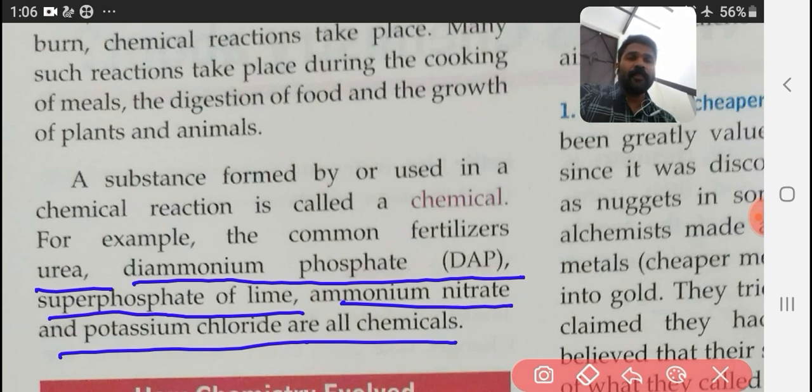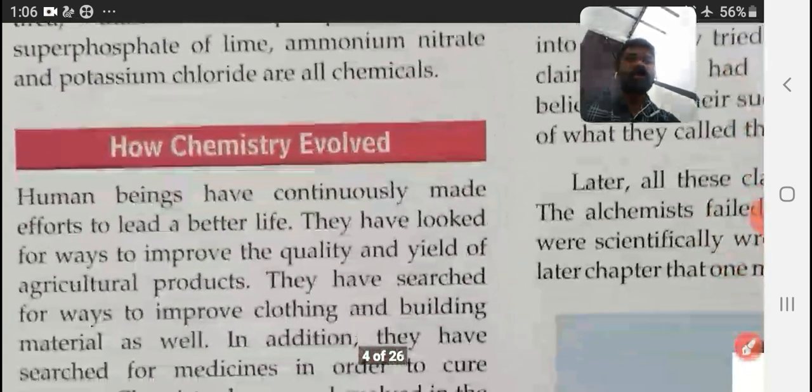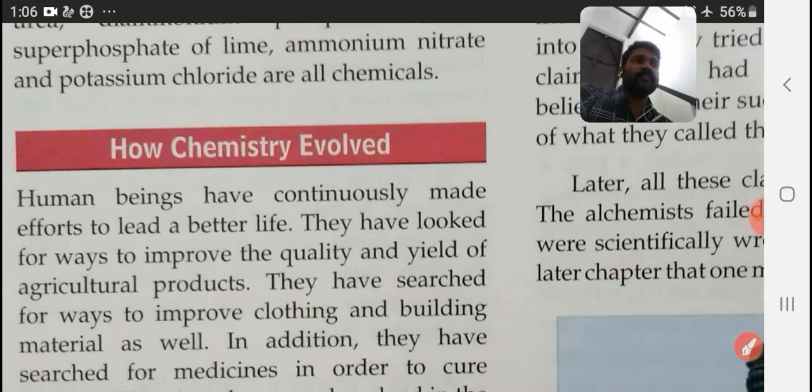The full form of DAP is diammonium phosphate. Superphosphate of lime, ammonium nitrate and potassium nitrate, these are chemicals. Without chemicals there won't be any experiments, there won't be any inventions. So the base of a chemical reaction is the chemical.